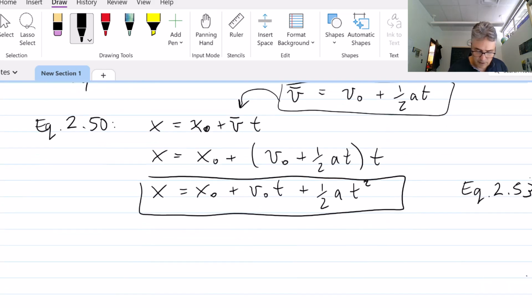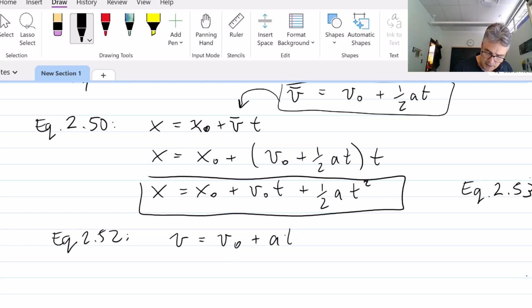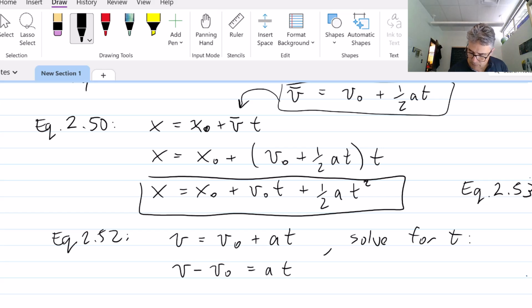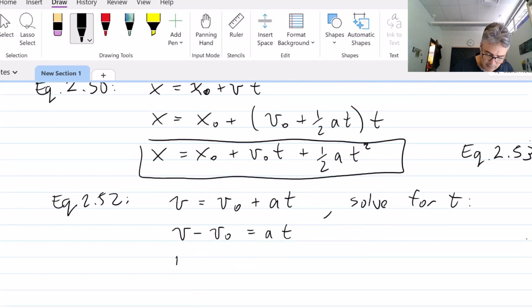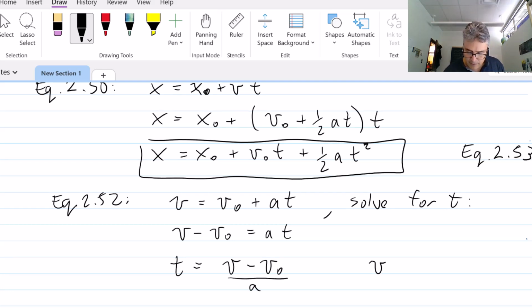So the last thing is that if we take equation 2.52, which remember was v is equal to v0 plus at, and we solve this for t, we get that v minus v0 is equal to a times t. Divide both sides by a, and we get that t is equal to v minus v0 divided by a. And of course we also have that v average is equal to v plus v0 all divided by 2.